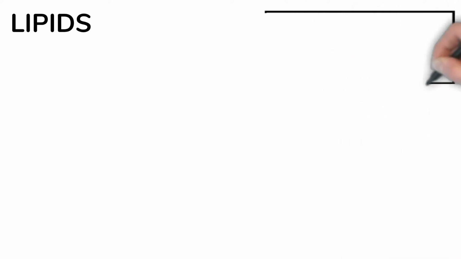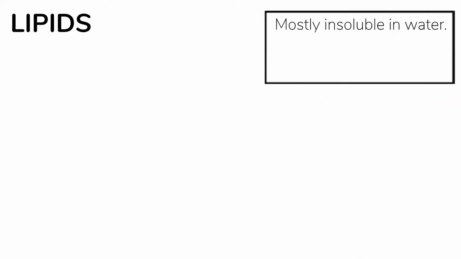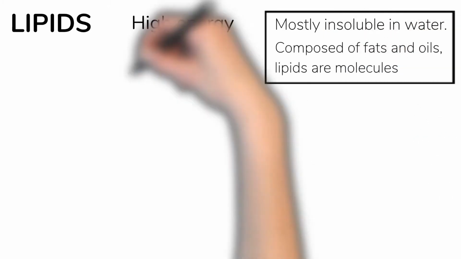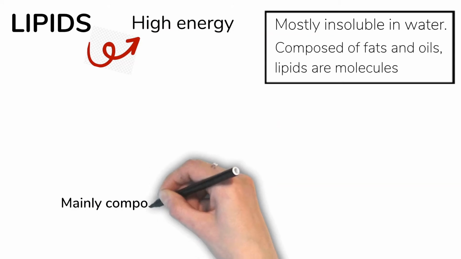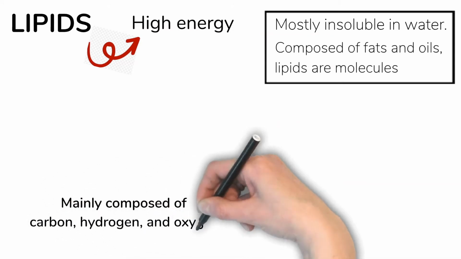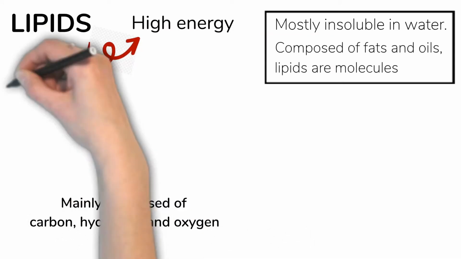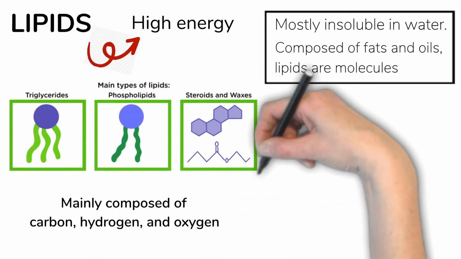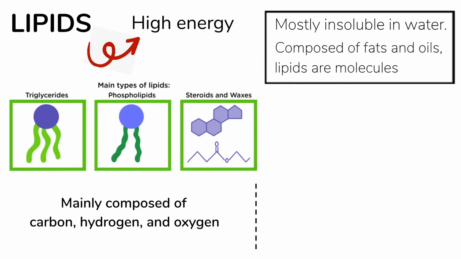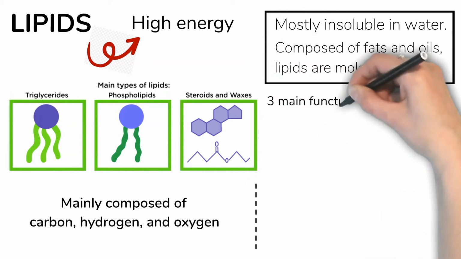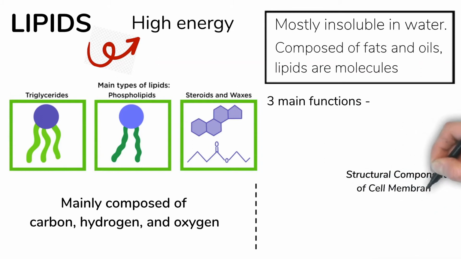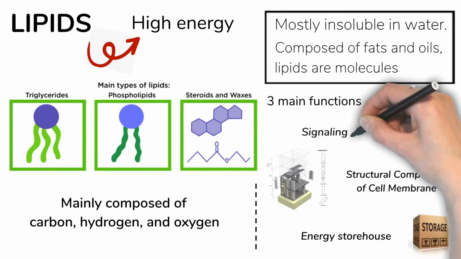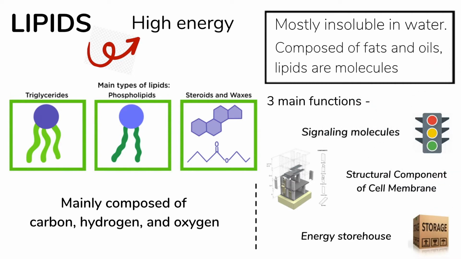Lipids are a family of organic compounds that are mostly insoluble in water. Composed of fats and oils, lipids are molecules that yield high energy and have a chemical composition mainly of carbon, hydrogen, and oxygen, similar to carbohydrates. The three main types of lipids are triglycerides, phospholipids, and sterols. Lipids perform three primary biological functions within the body. They serve as structural components of cell membranes, function as energy storehouses, and function as important signaling molecules.